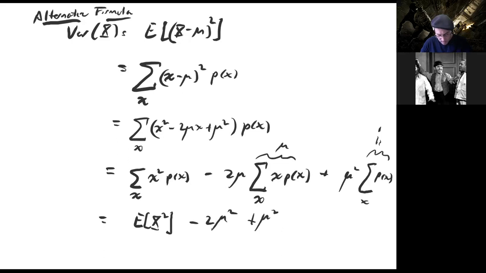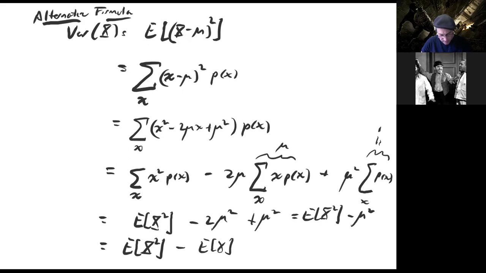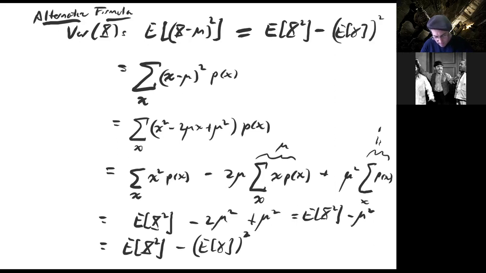So this is going to be the same thing as E of X squared minus mu squared, or another way to write it is E of X squared, where we square X inside the brackets, minus E of X itself squared. So this is the formula. I'm going to put the formula up here and record it. So the variance is the same thing as E of X squared minus E of X quantity squared. That's what we've just derived.